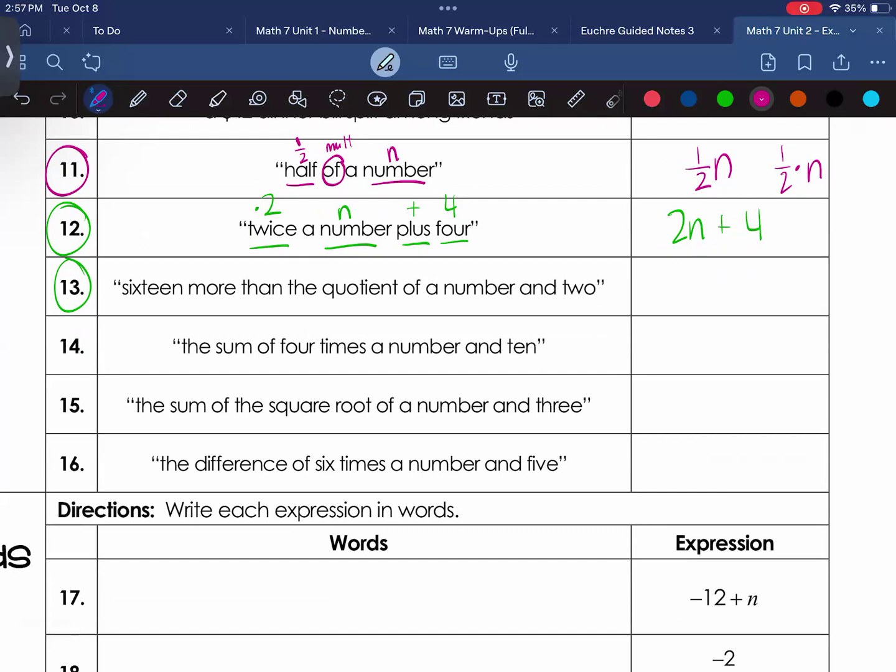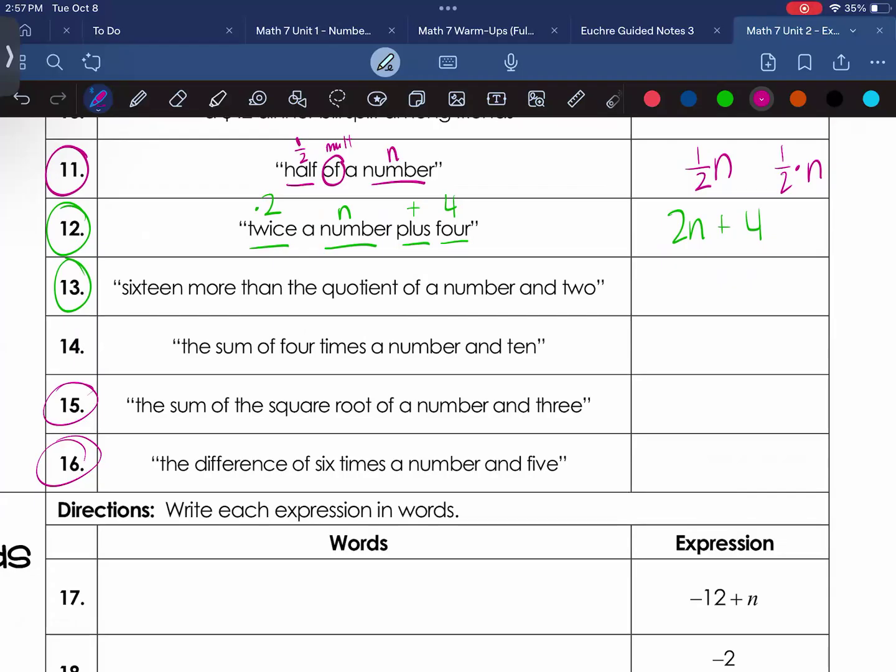All right, go ahead and try number 13, 15, and 16 on your own. So 13, 15, and 16. So pause here and try those. All right, you should have paused your video here so that you can try those ones on your own.